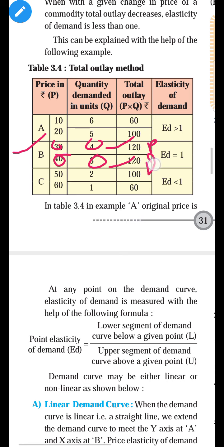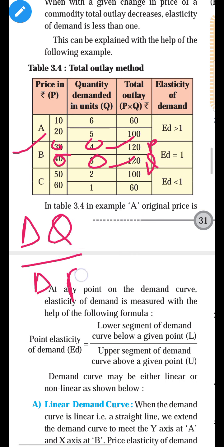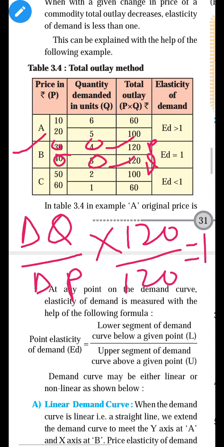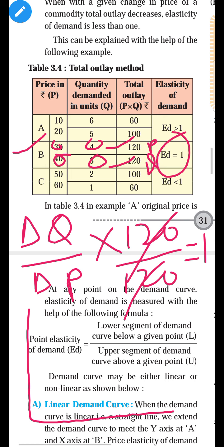So here 120 is the price and 120 is the delta Q. So here we apply the formula. What is the formula? Delta Q upon delta P. Delta Q is 120 and delta P is 120. 120 upon 120 is equal to 1. So which type is it? It is unitary elastic demand, and the slope of demand is a rectangular hyperbola. Price and demand change in the same percentage, for example, 50%, 50%.